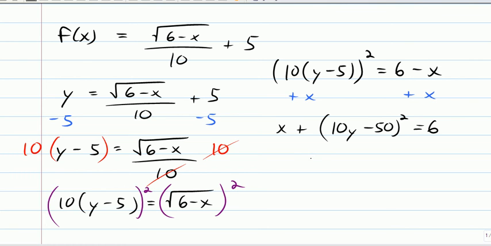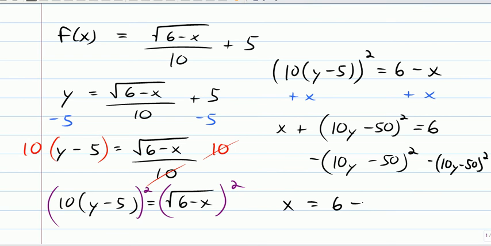I'll subtract it now, so I get x by itself. Subtract that from both sides. And you have x equals 6 minus (10y minus 50) squared. Wow, that was a lot of work, right? Well, let's go ahead and check it.